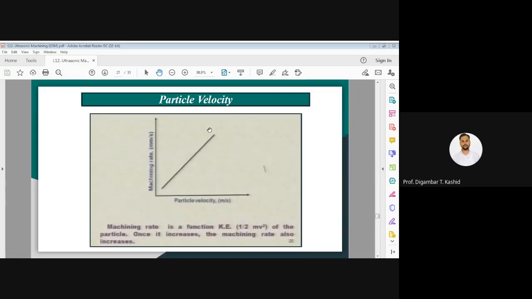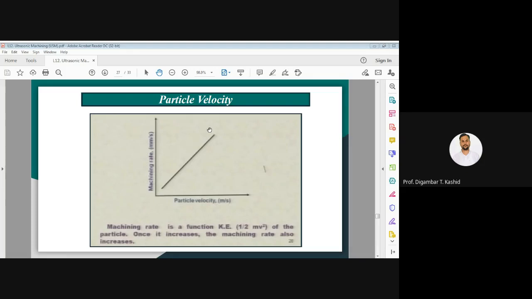Let us discuss another parameter, that is average particle velocity. As you can see in the slide, as the particle velocity increases, the material removal rate or the machining rate, MRR, in terms of per second, is increasing. That means particle velocity and machining rate are in linear relation.